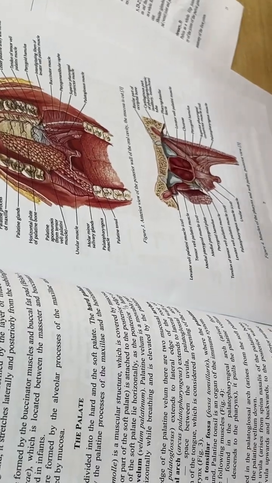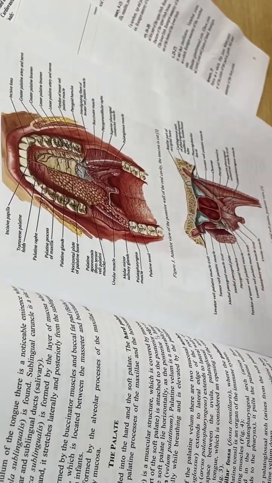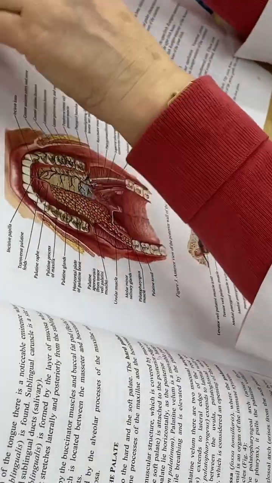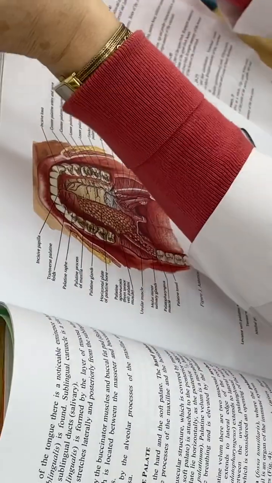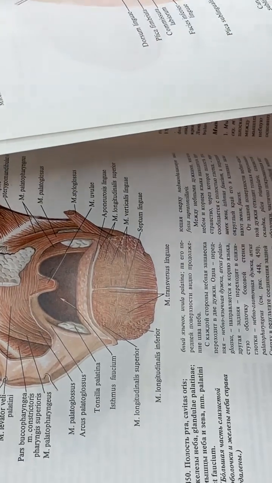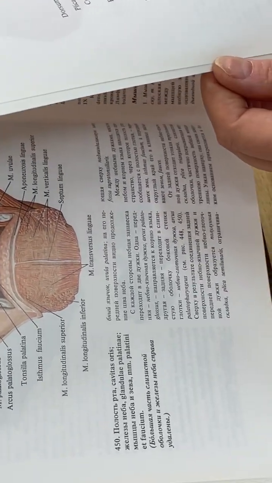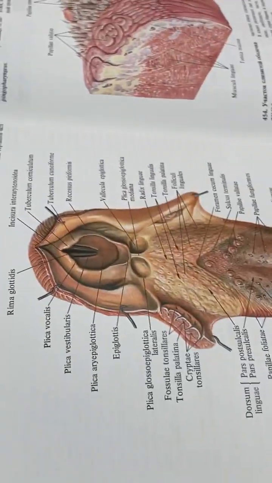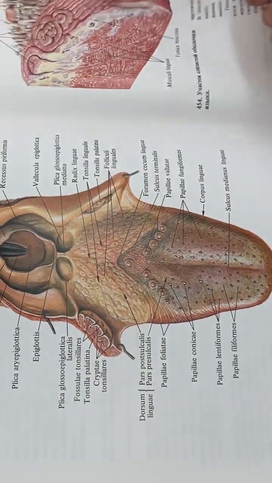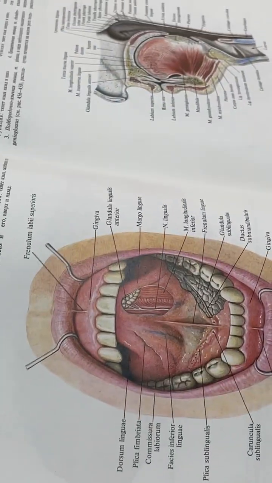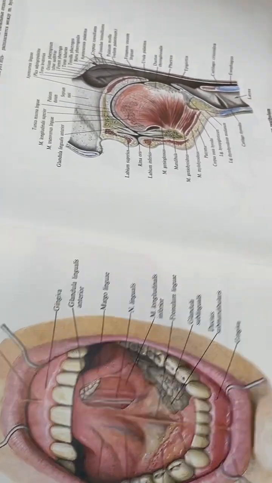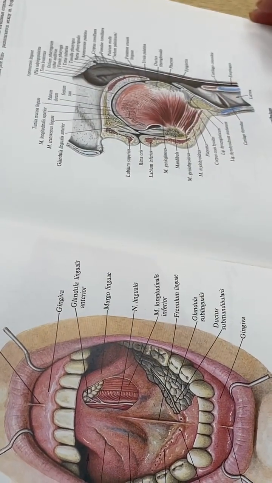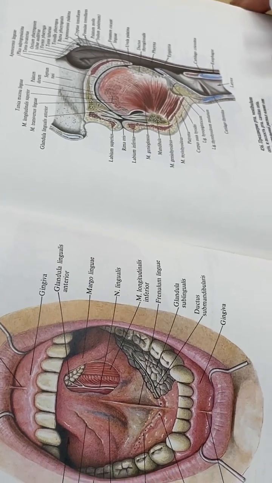How many teeth do we have? 30. Depends. Have you ever counted your teeth? Do you know how many teeth you have? 28. Somebody counted. It can be 28 to 32, but the full set is 32.